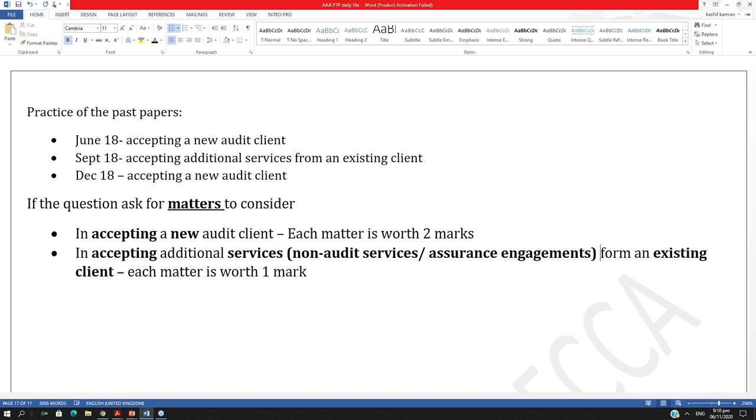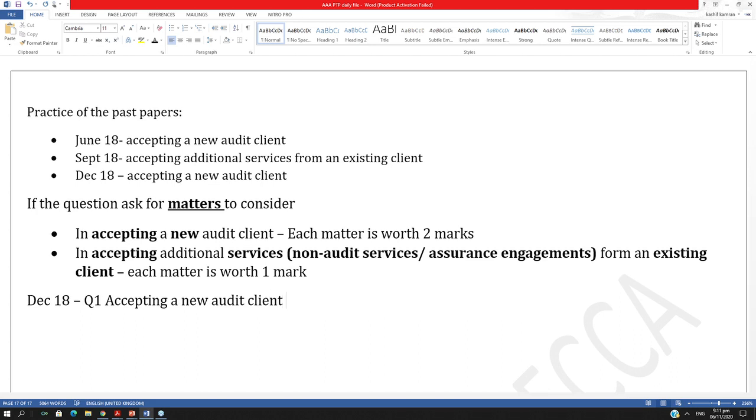Okay. Should we start attempting questions one by one? And we spend time on each one of them, because I need to do the brainstorming of each question. And then once I give you a brainstorming, you can formulate the answer. Okay, let's start one by one. The very first question we are going through, I'm starting from the December 18 paper, question number 1, which is accepting a new audit client.